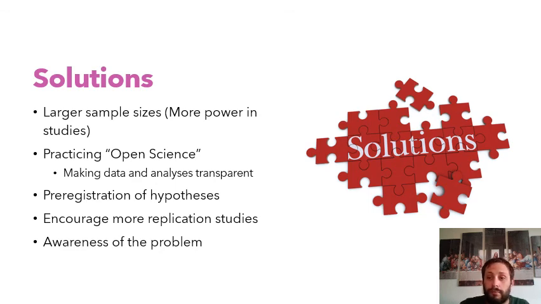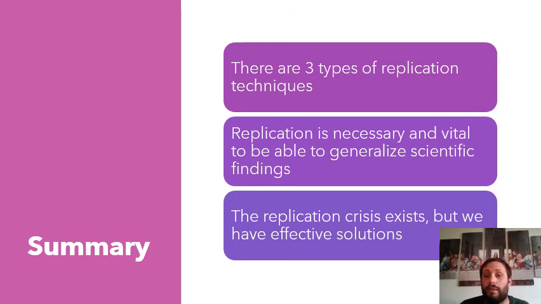So in summary, there are three types of replication techniques. Additionally, replication is necessary and vital to be able to generalize scientific findings. The replication crisis exists, but we have effective solutions to overcome it. In fact, many of the fields have now been going about having better solutions to the replication crisis. And additionally, things like the Open Science Consortium have come around to make sure that all science is open and that we can have better replication of studies, and in fact have direct replication of studies to ensure that the scientific process is ensured.